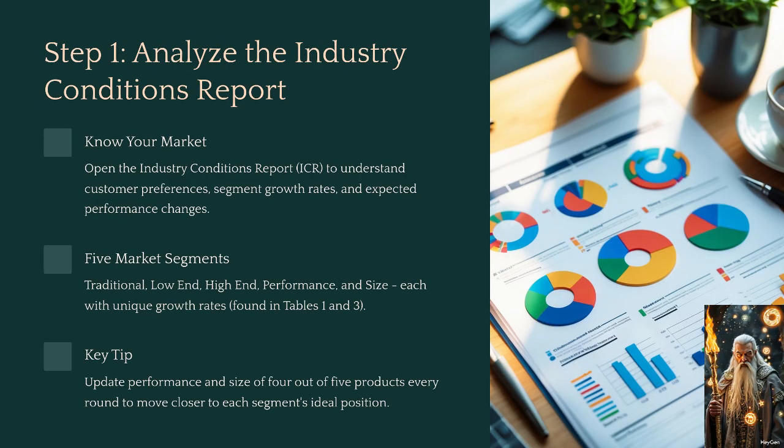Step 1. Analyze the industry conditions report. Know your market. Before making any decision, open the Industry Conditions Report, ICR. This report is your key to understanding what customers in each segment want, how fast each segment is growing, and what performance and size changes are expected over time. There are 5 market segments in Capsim. Traditional, low-end, high-end, performance, size. Each has a unique growth rate, e.g., low-end might grow 11%, high-end 16%, etc. You'll find this data in Table 1 and Table 3 of the ICR.